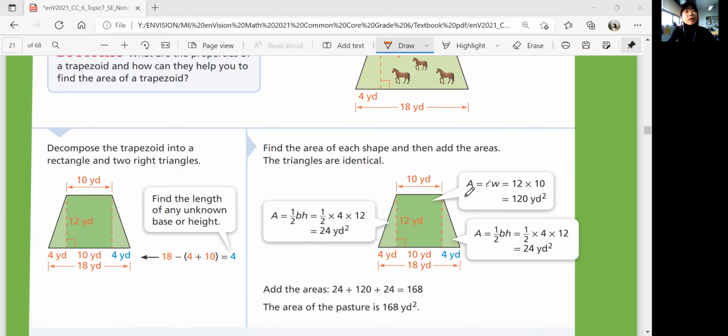Okay, so the rectangle is length times width, and then you add the two triangles. Okay, half of base times height, but they're going to be identical triangles. So you can add 120 plus 24 plus 24, and that's 168.